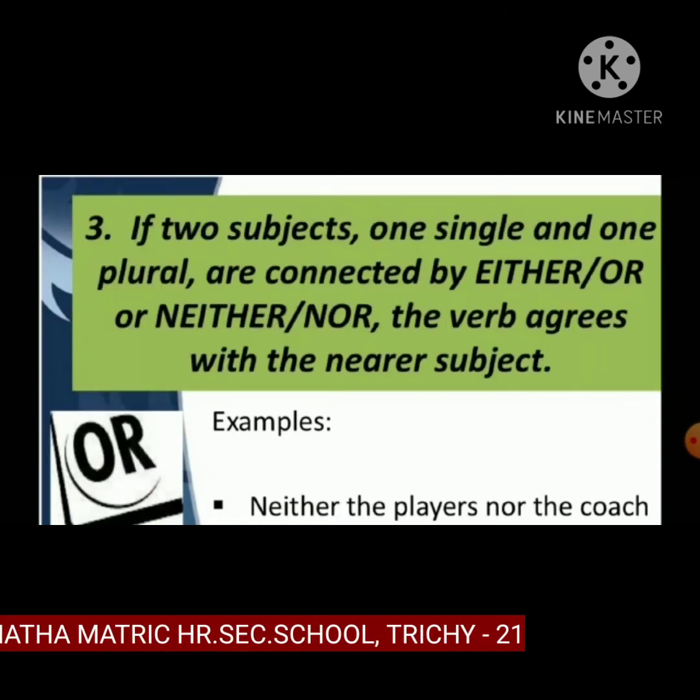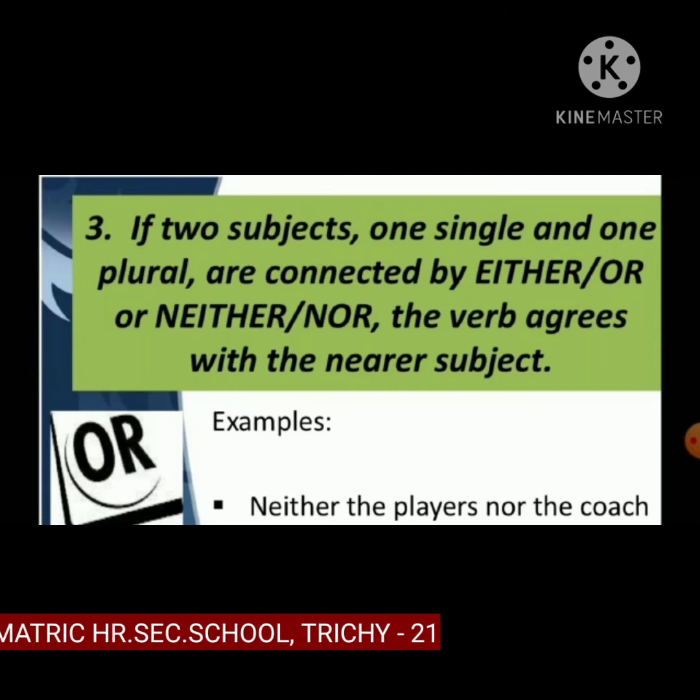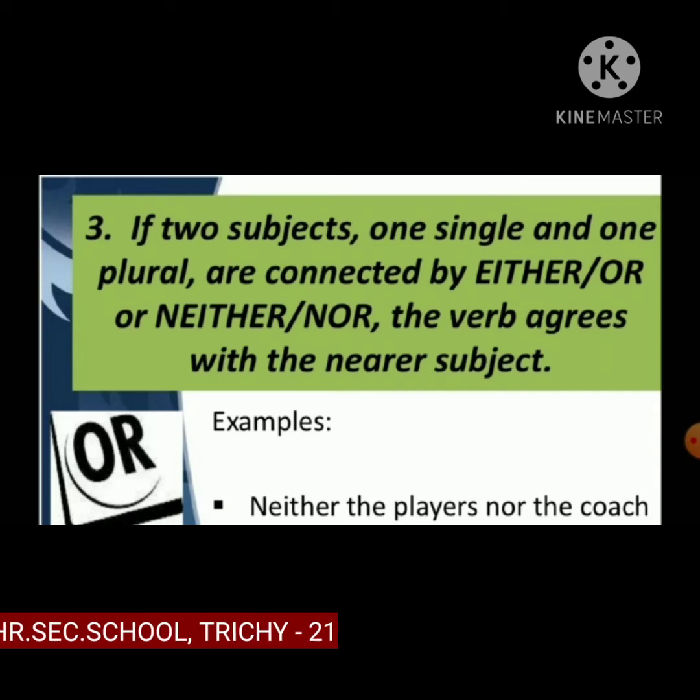Third one: if two subjects, one singular and one plural, are connected by either or, neither nor, the verb agrees with the nearer subject. What is the nearer subject? For example, neither the players nor the coach. The verb agrees with the nearer subject, the coach.